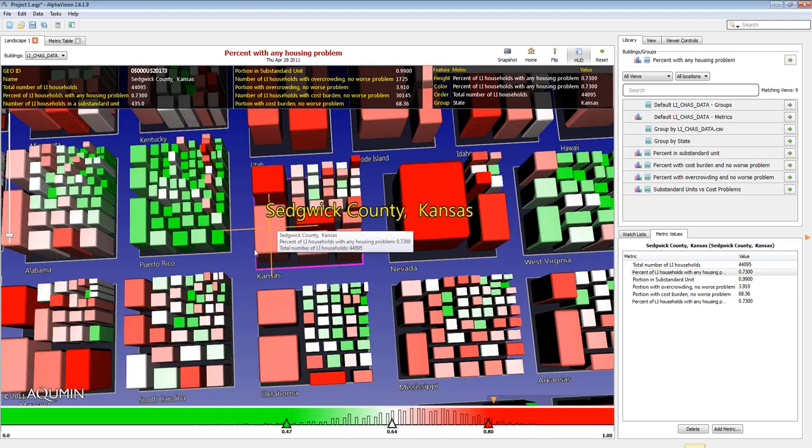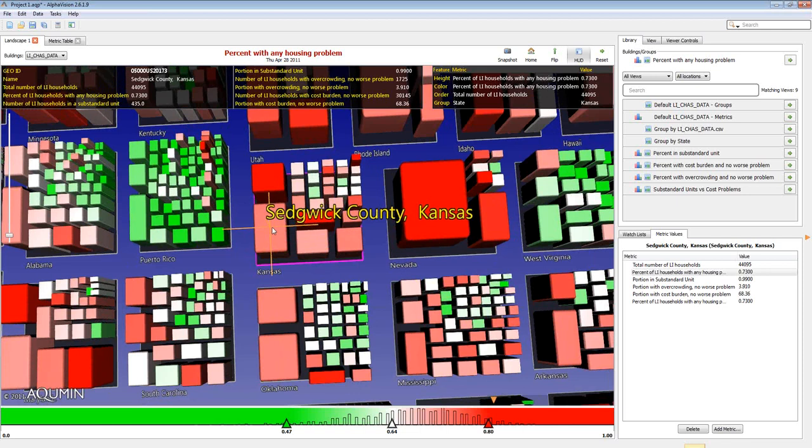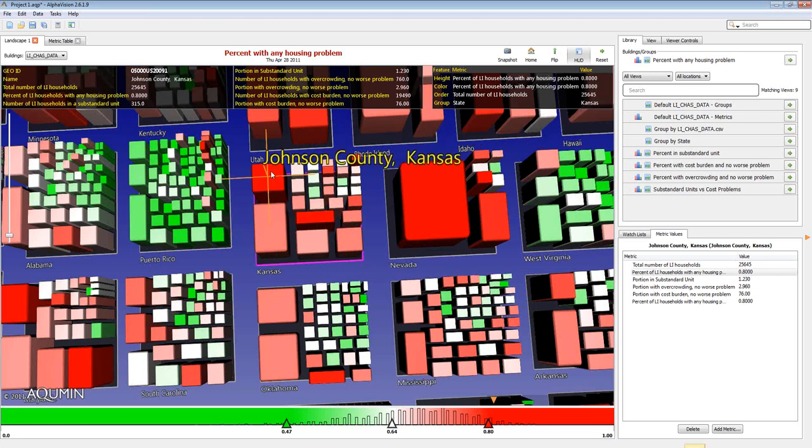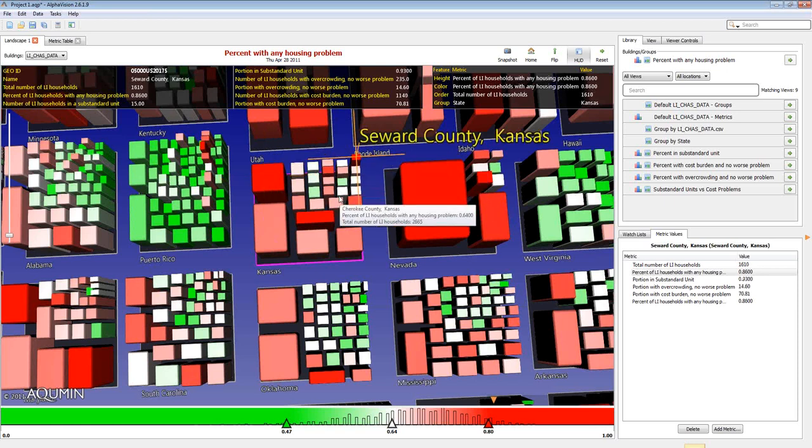First thing you might notice is that the footprint size of these buildings is not all the same. For instance, Sedgwick County is quite large relative to, in the upper right here, Seward County in Kansas. The reason why is, in this particular case, for this data sample, I said to size those buildings and also organize them based upon the total number of low-income households. So counties like Sedgwick and Johnson get larger footprints because they have a larger number of low-income households, and counties like Seward get a small footprint because they have a smaller number of low-income households.